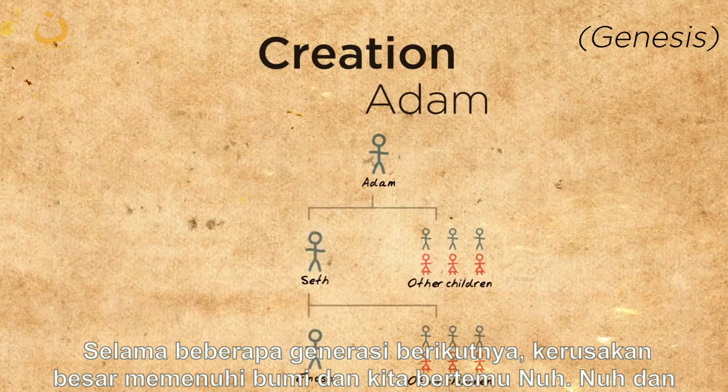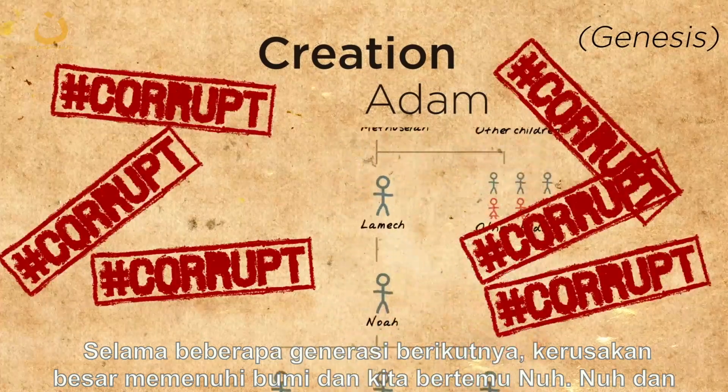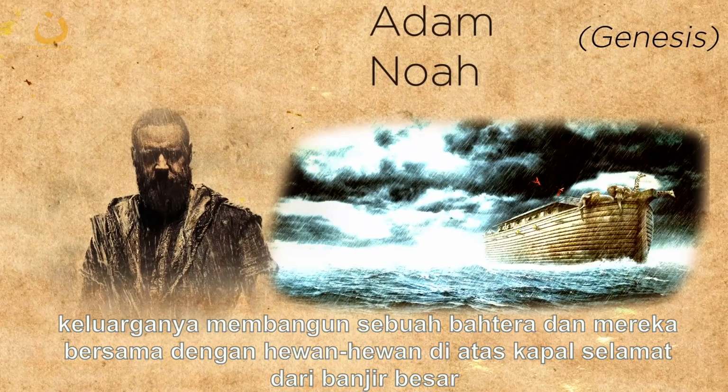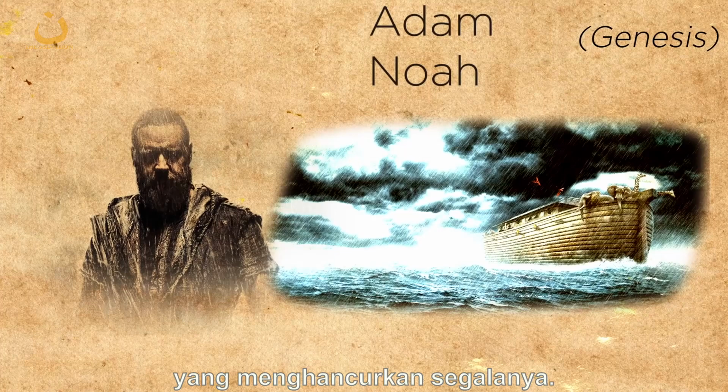Over the next few generations, great corruption fills the earth, and we meet Noah. Noah and his family build an ark, and they, along with the animals on board, survive the Great Flood, which destroys pretty much everything else.